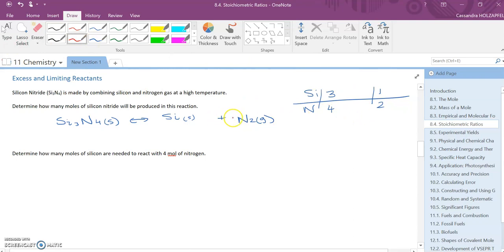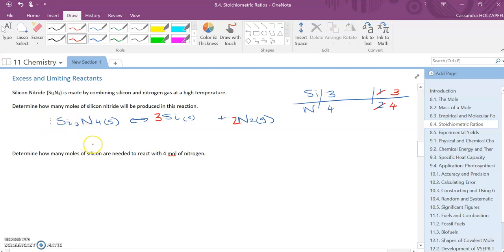So I'm going to double the amount of nitrogen on the right-hand side, and then I'm going to triple the amount of silicon on the right-hand side. And now I have a balanced equation. So how many moles of silicon nitride will be produced in this reaction? If I have 3 moles of silicon and 2 moles of nitrogen gas, then I'm going to produce just 1 mole. Now we wouldn't write the number 1, but I'm going to produce just 1 mole of silicon nitride.